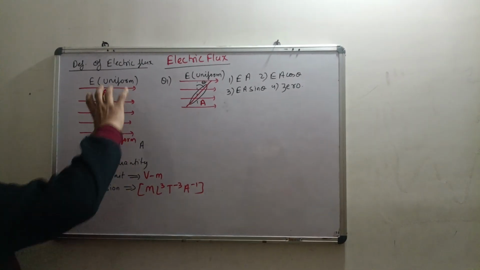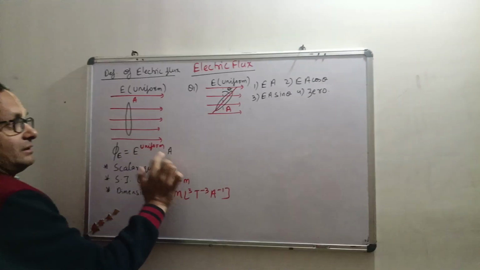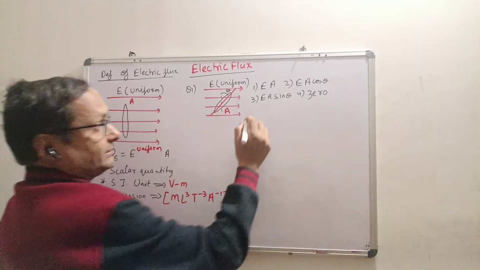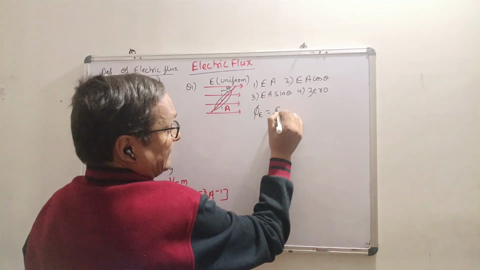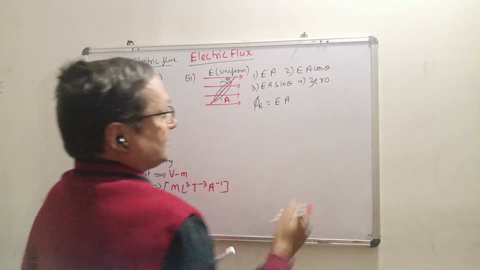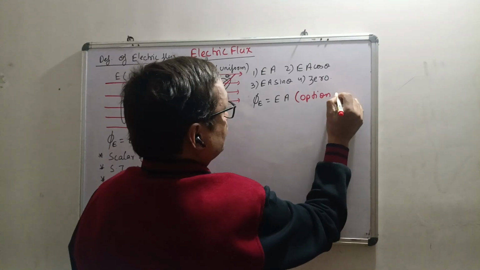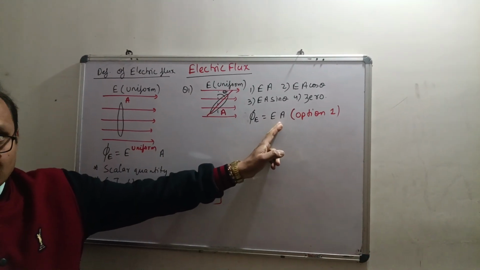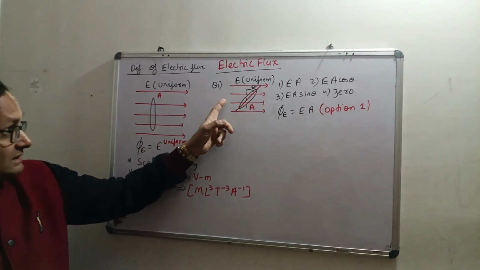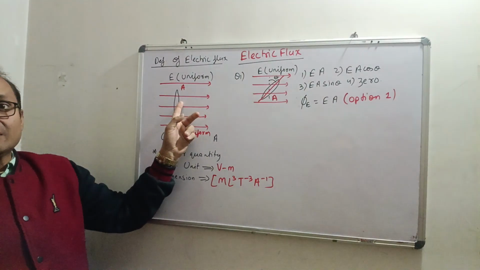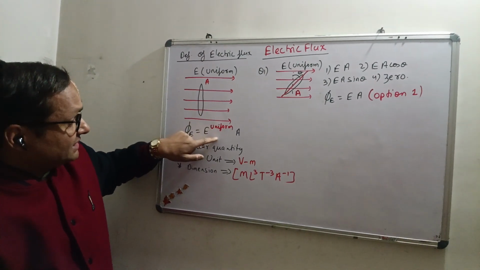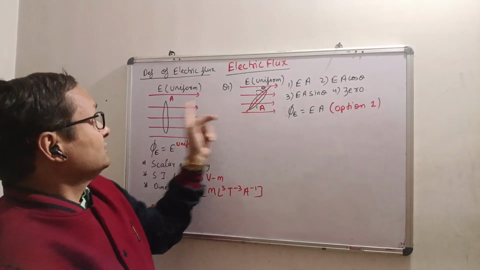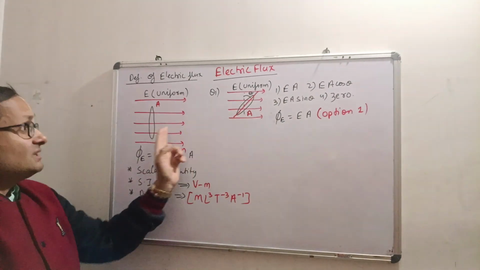Now, as we know, flux is electric field into area A. Here electric field is given, area is given. So my answer will be flux equal to electric field into area A, that is option 1. But will this answer be right? If this answer is right, then this scenario should be equal to the other scenario, because both would give the definition E into A, meaning both the scenarios should be the same. But as we can see, both the scenarios are different.